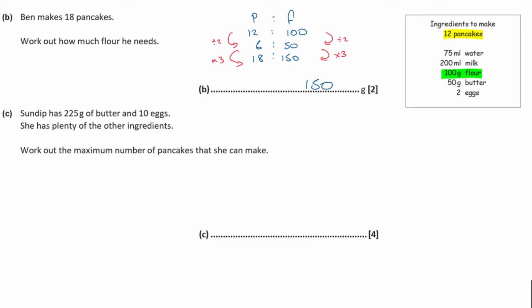Okay, then Sundip has 225 grams of butter and 10 eggs. She has plenty of the other ingredients. Work out the maximum number of pancakes that she can make. So which one is going to be the limiting factor?